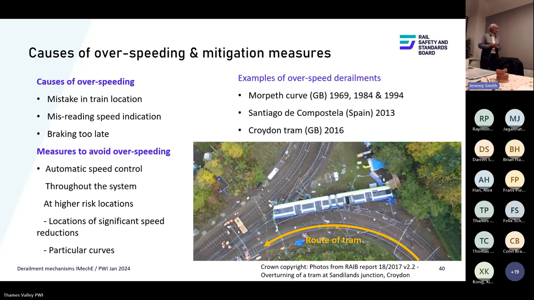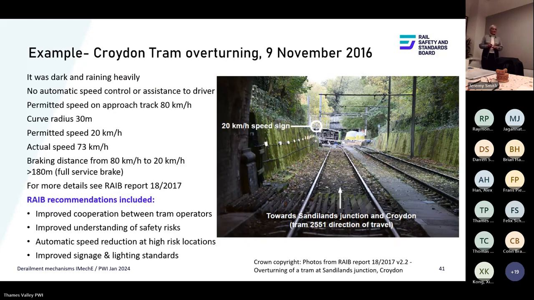And there you can see the route that the tram was meant to take, and that's where it ended up lying on its side. It's easy to blame the driver, and it's very interesting that the driver is no longer under suspicion on this one. It's the company who's been fined, not the individual. And we'll come to that. These are again pictures from the RAIB report.